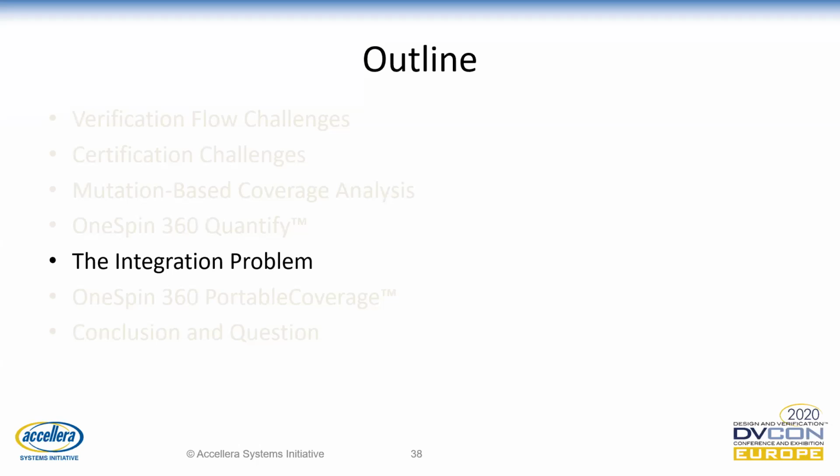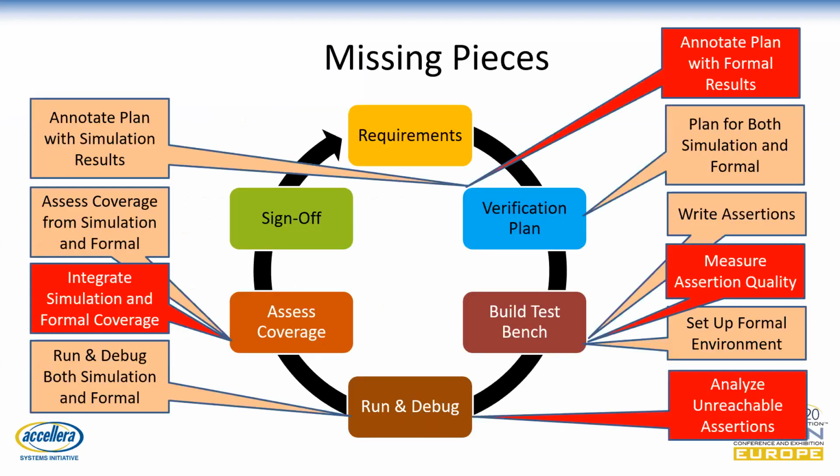Yeah, so let's go and see what the integration problem is. In the previous hybrid verification flow, we had some missing pieces. The verification plan that is being developed for both formal and simulation needs to be annotated now. And this is actually one document and needs to get information from different tools, which in most cases is not really possible. For that reason, we have this missing piece.